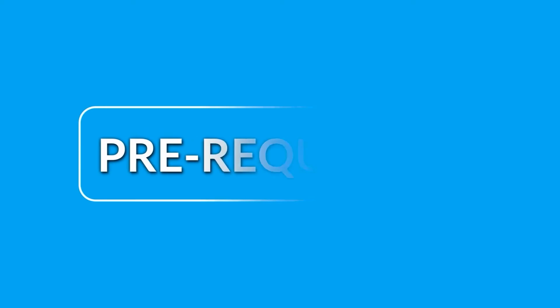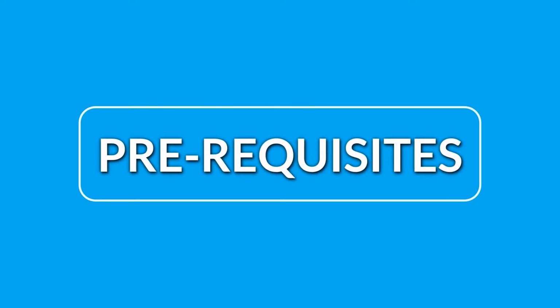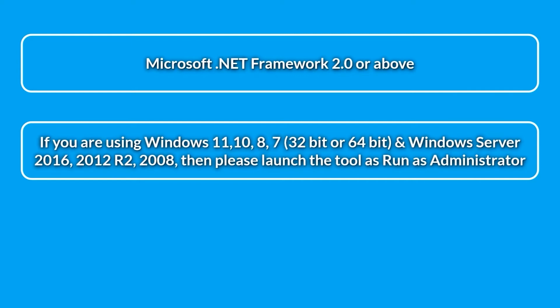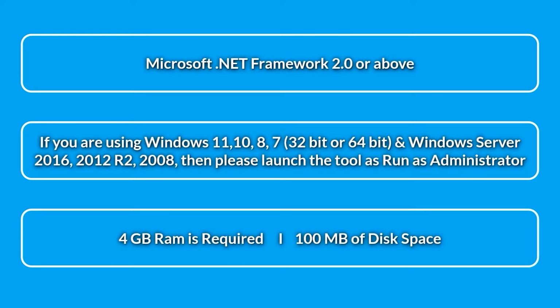Now let's check out the prerequisites before installing the software. Microsoft .NET Framework 2.0 or above. If you are using Windows 11, 10, 8, 7, 32-bit or 64-bit, and Windows Server 2016, 2012 R2, 2008, then please launch the tool as run as administrator. 4 GB RAM is required and 100 MB of disk space.